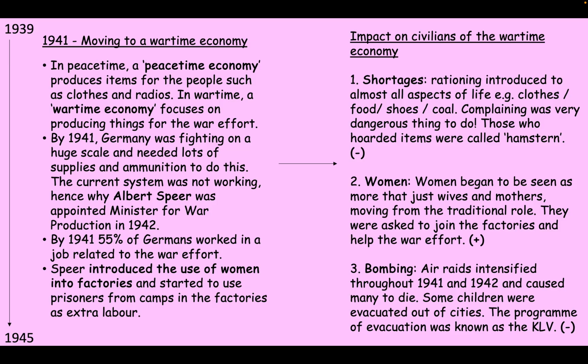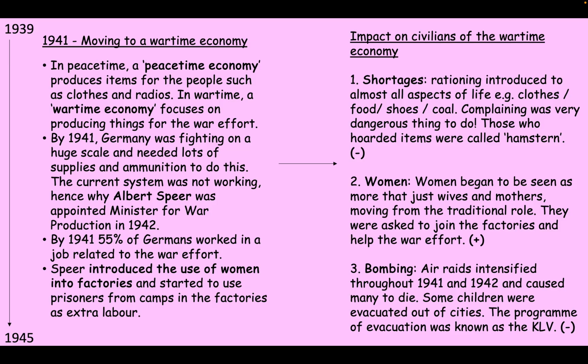And by the end of 1941, 55% of German people worked in some way in a job related to the war effort. Albert Speer made changes by introducing women into the factories, and he started using prisoners from camps in the factories for extra labour. So this shift from a peacetime economy to a wartime economy is all about increasing their war production, things used for war.